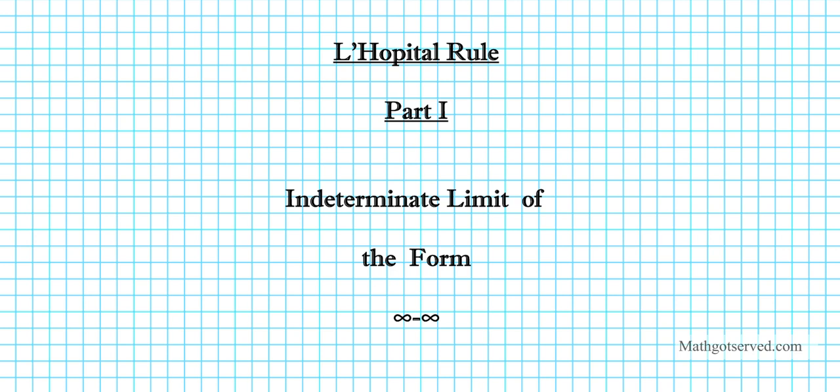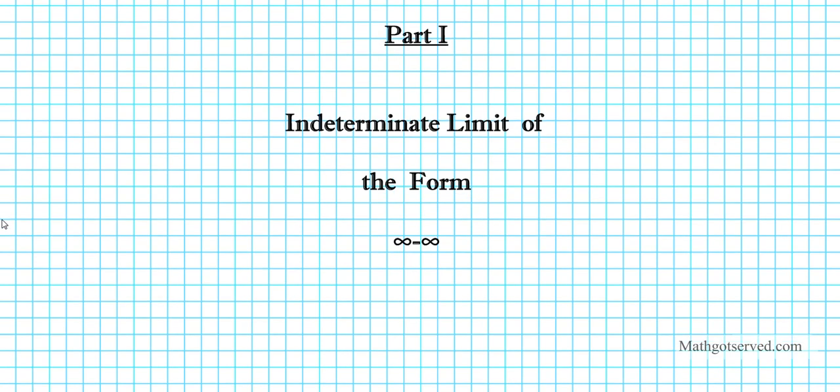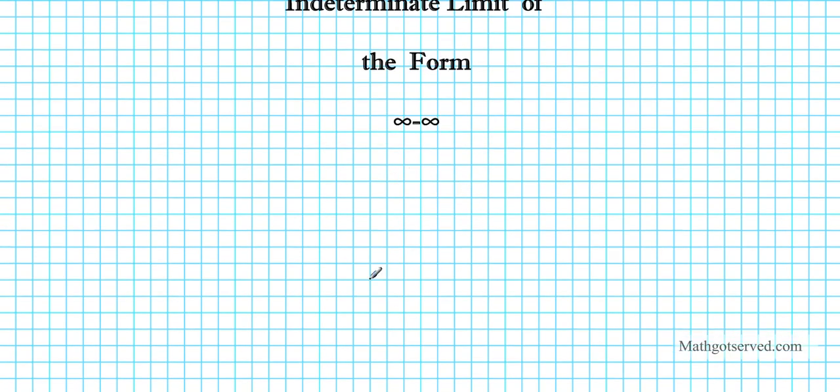In this clip, we're going to be going over the indeterminate limit of the form infinity minus infinity. Let's consider the following example. Example one: find the limit as x approaches 1 of 1 over the natural logarithm of x minus 1 over x minus 1.